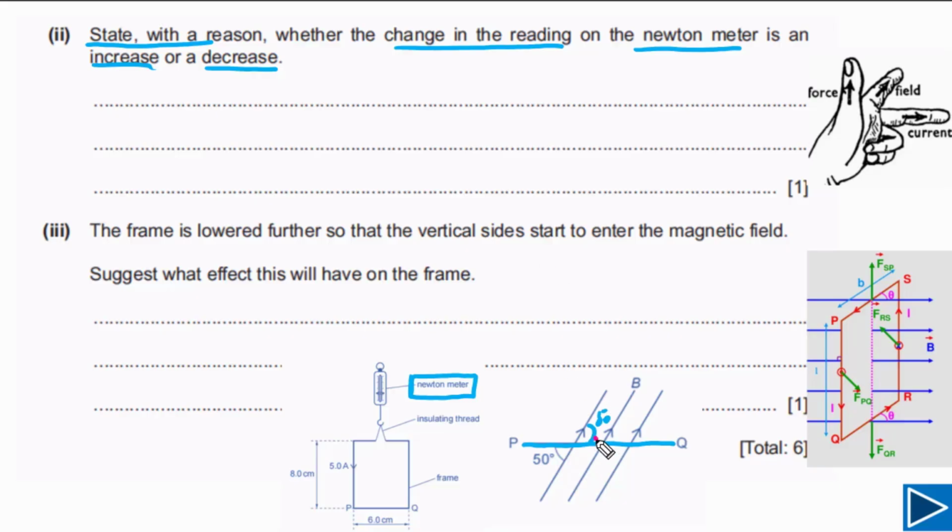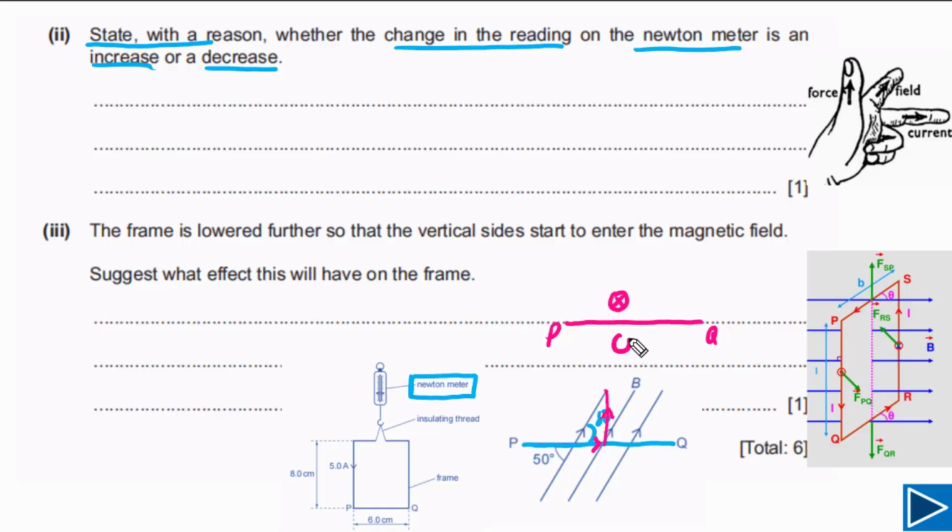One component is along PQ, so this component has no effect. But one component is perpendicular to PQ, and this is in the horizontal plane. So it simply means that if I redraw PQ, this side is P and this side is Q. Now it is simply inside a magnetic field that is into the page.